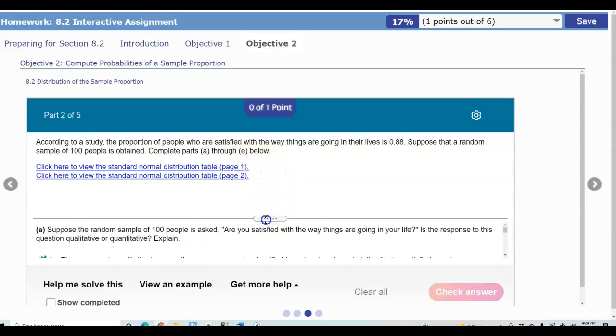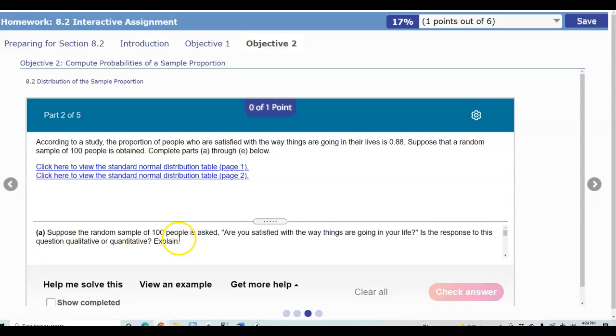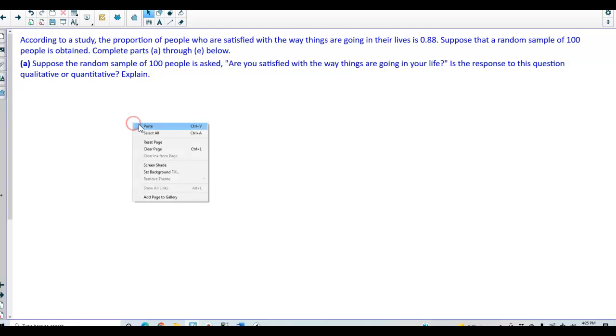The first question is asking us, suppose the random sample of 100 people is asked, "Are you satisfied with the way things are going in your life?" Is the response to this question qualitative or quantitative, and then explain. Okay, so here's the question.